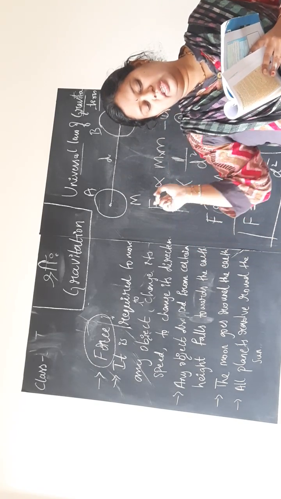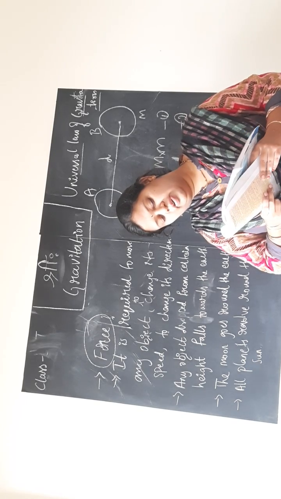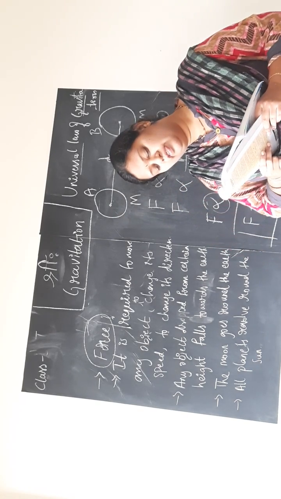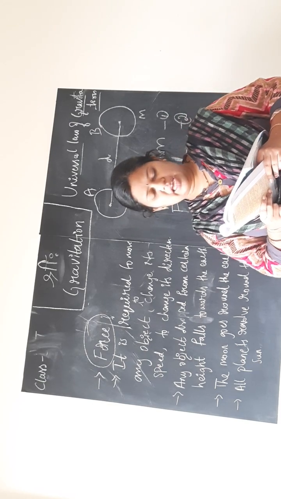The same picture you can see what I have drawn. Distance between their centers is d. So let the two objects A and B of mass M and m lie at a distance d from each other as shown in the figure. Let the force of attraction between the two objects be F.